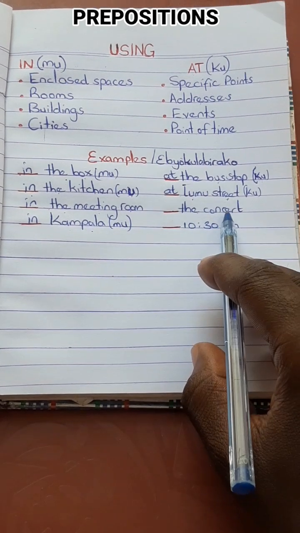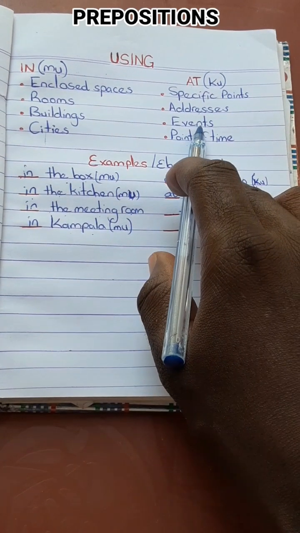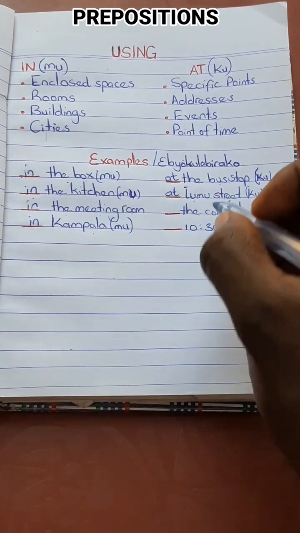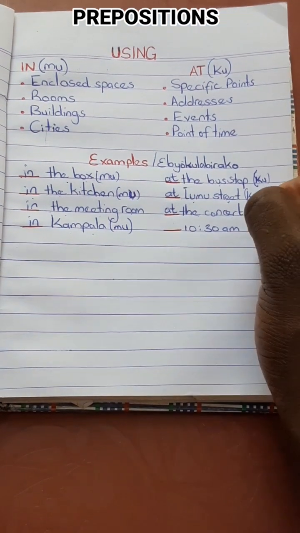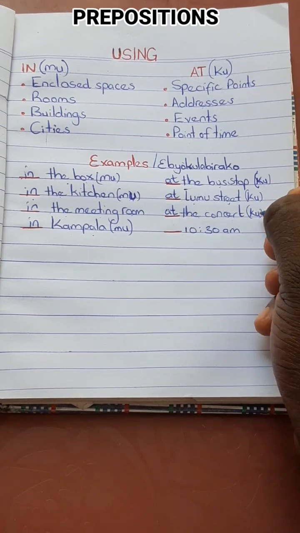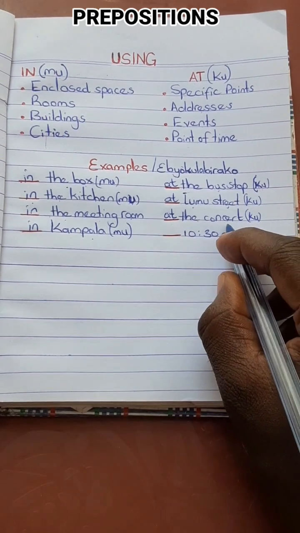Okay, dash the concert. It shows where the event is going to take place. Dash the concert. We say at the concert. Ku concert. Hope we are together.